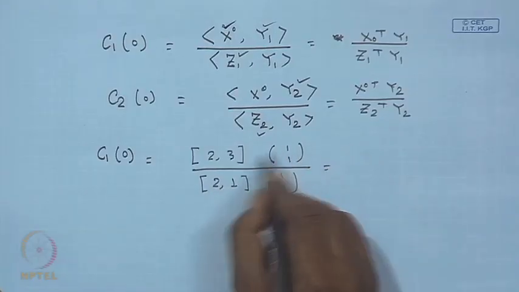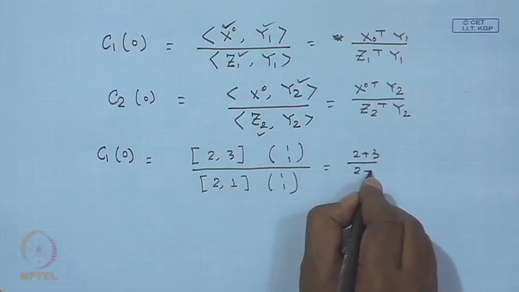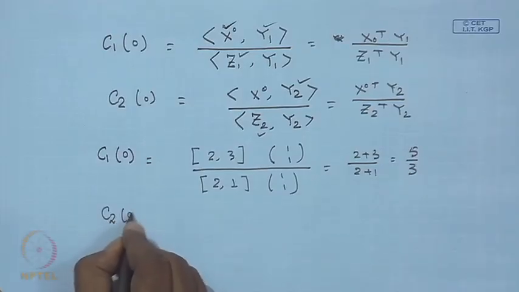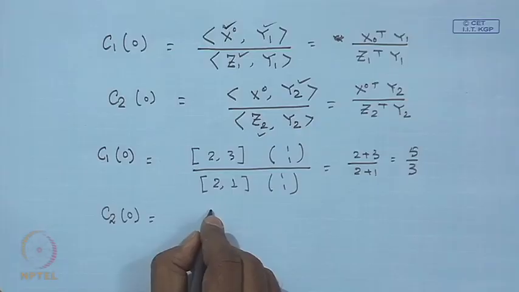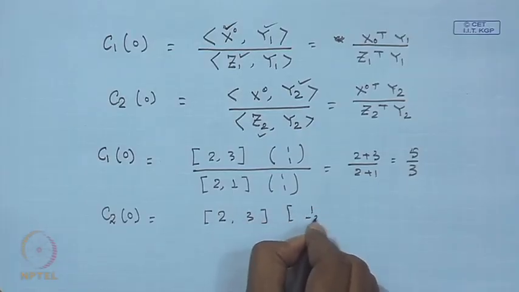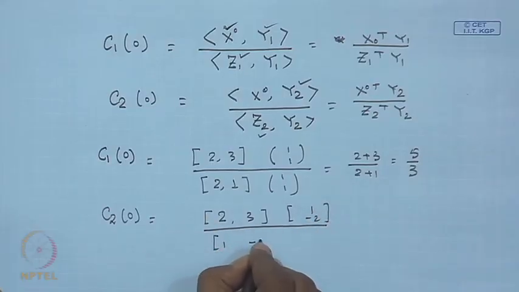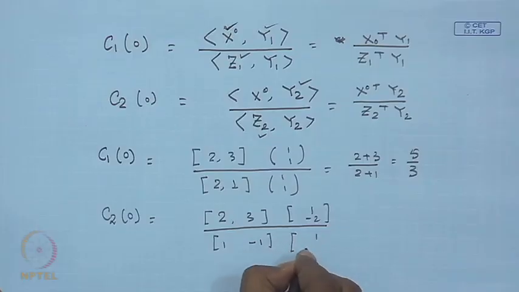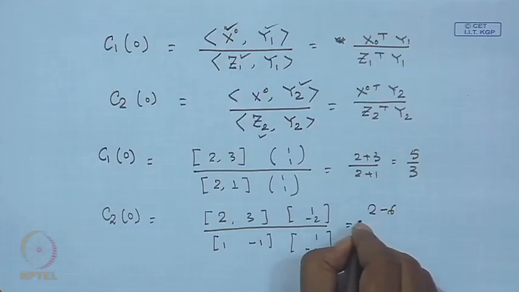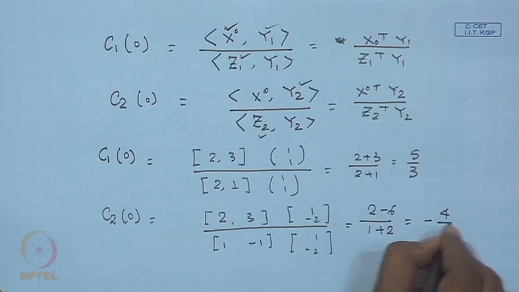If you compute this, the numerator will be 2 into 1 plus 3 into 1, and the denominator will be 2 into 1 plus 1 into 1. So, this becomes 5 by 3. And C 2 naught will be simply 2 3 with 1 minus 2, divided by 1 minus 1 with 1 minus 2. So, this becomes 2 minus 6 divided by 1 plus 2, which will be minus 4 by 3.